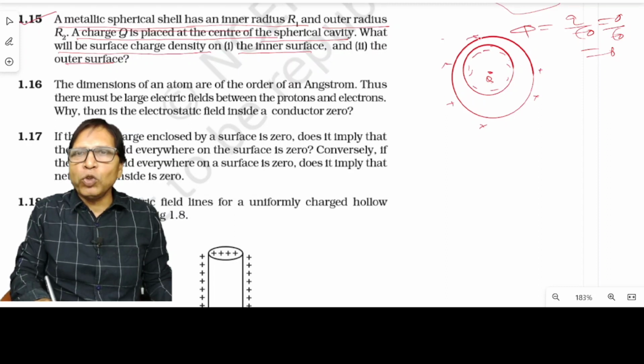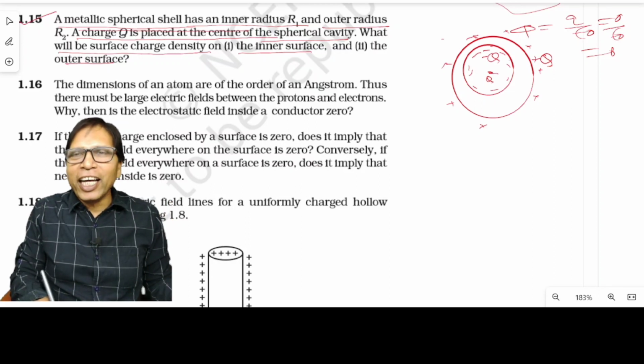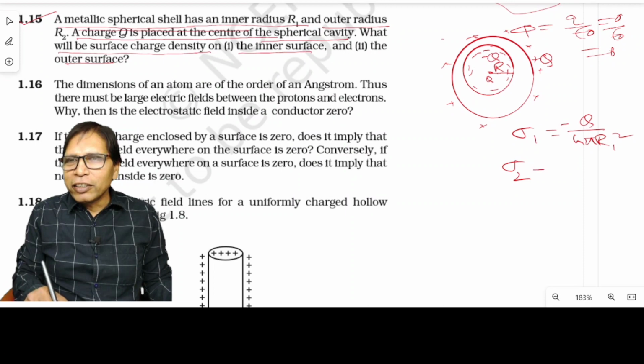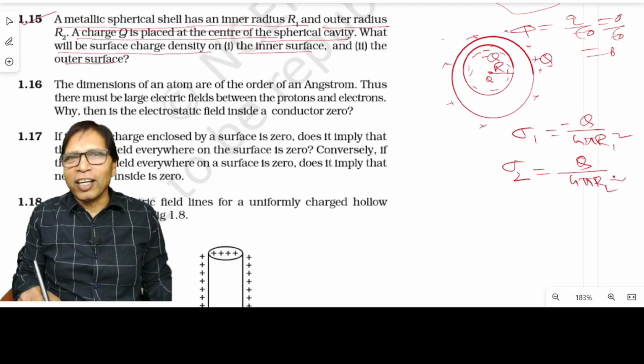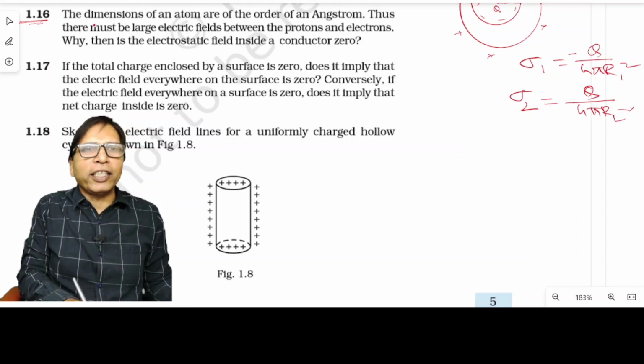Okay, the magnitude of charge on both inner and outer surface is the same. So this is the minus q charge, and this is the plus q charge. Now the radius of the inner spherical shell is r1. So the surface density of charge sigma 1 is minus q divided by 4 pi r1 square. And the surface density of charge on the outer surface is q divided by 4 pi r2 square. Okay, no problem.